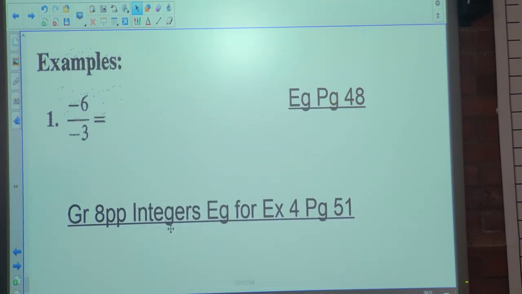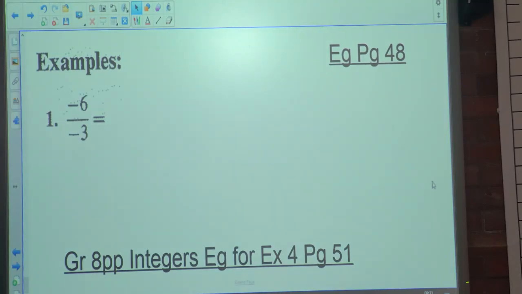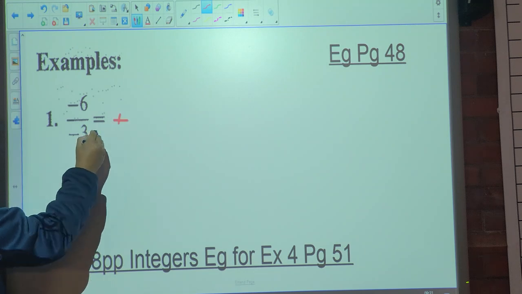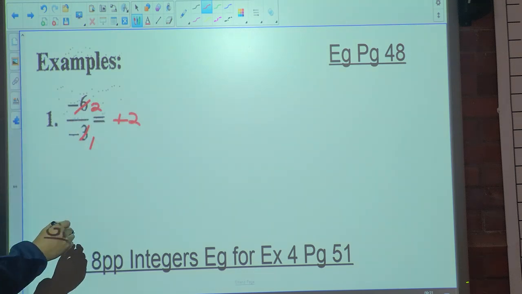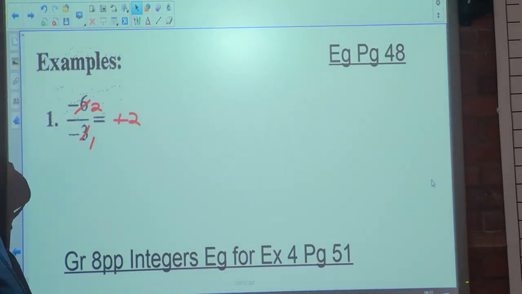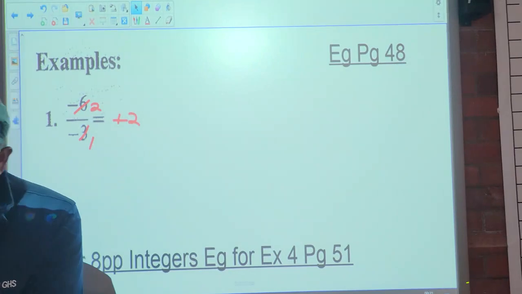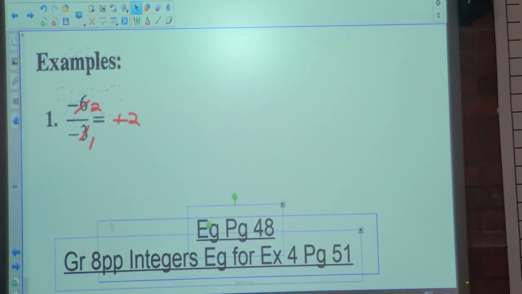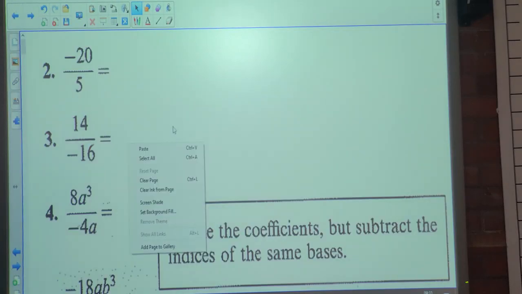Right, so let's look at these examples. I'm looking at the examples starting on page 48. People, what's negative divided by negative? Positive. 3 going into 3 once, 3 going into 6? Right, so the answer is 2 over 1, which is 2. Okay. Is there any confusion there? No. Okay. Let's go to the next question. Number 2.